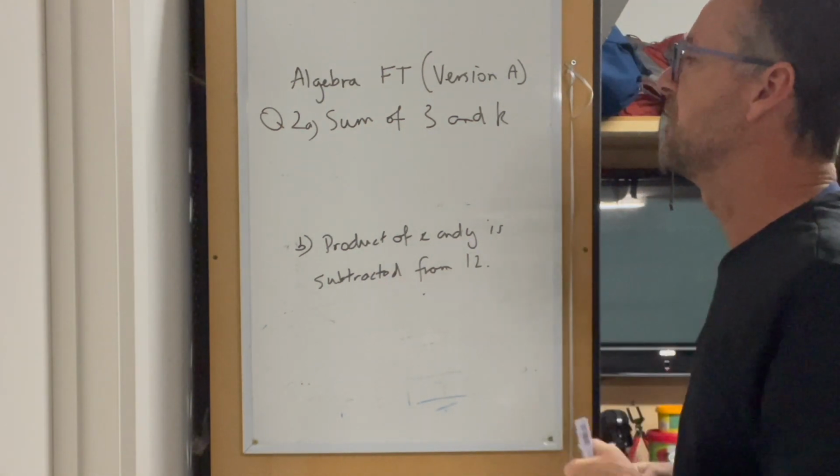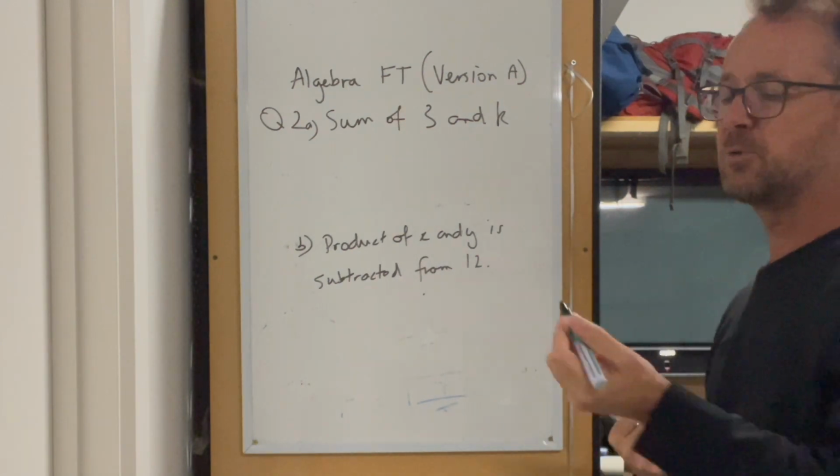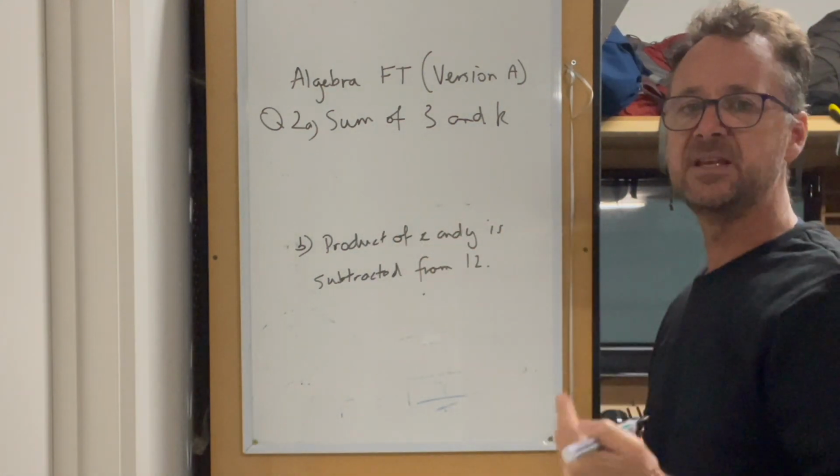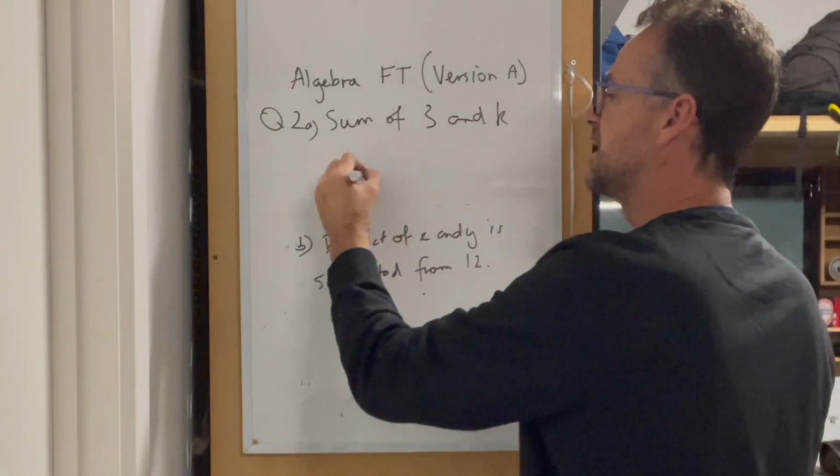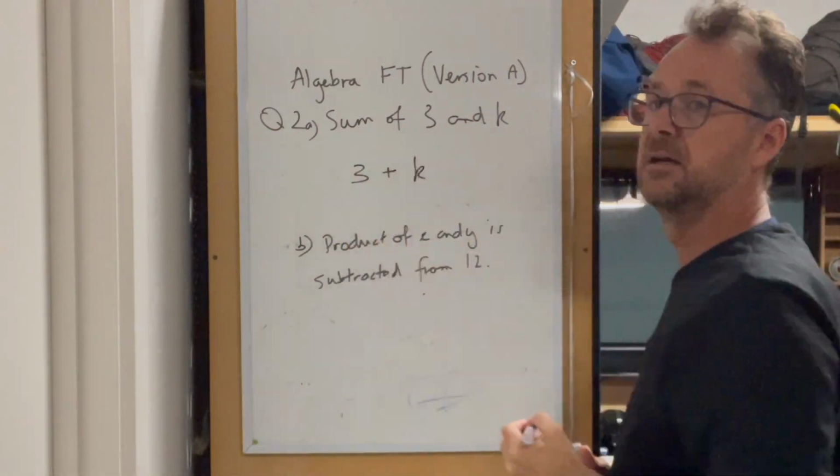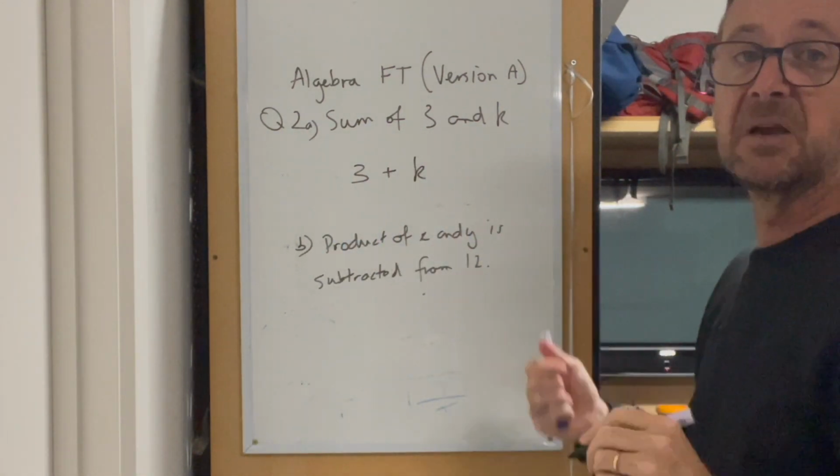Okay, so here we've got the sum of 3 and k. What does sum equal? Sum means add, so it's 3 plus k. Okay, the sum of 3 and k, makes sense.